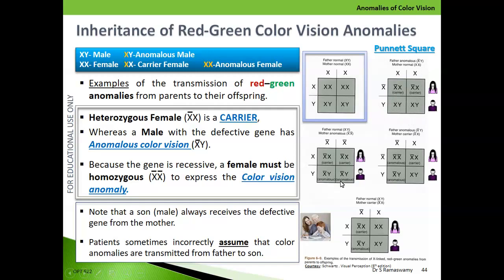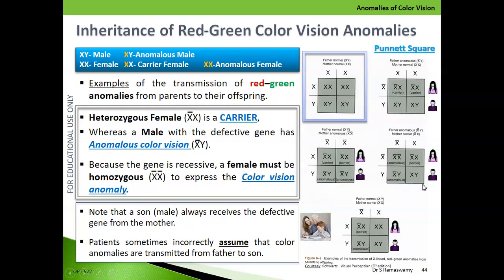Let's take the second example. In the second example, the father is normal, the mother is color vision defective, or the mother is anomalous. In this case, the mother passes on the defective gene to both son and daughter. The dad has a normal X gene, so both the daughters, that is 100% of the daughters, will be carriers of the color defective gene, but they will not be color defective. However, because the mother was color defective, both the sons, that is 100% of the sons, will be color defective. So if the mother is color defective, then the sons are going to be color defective.